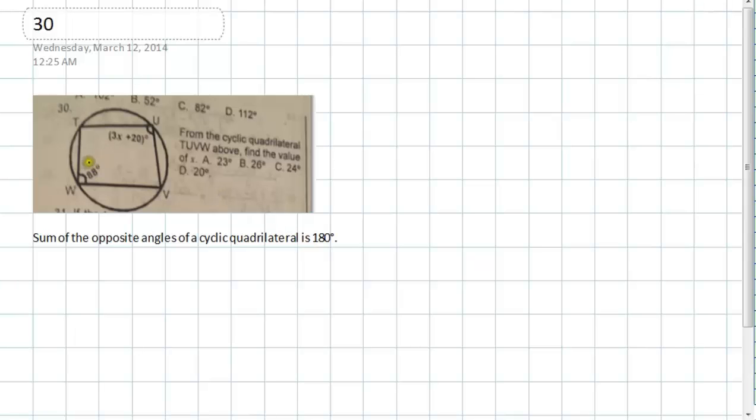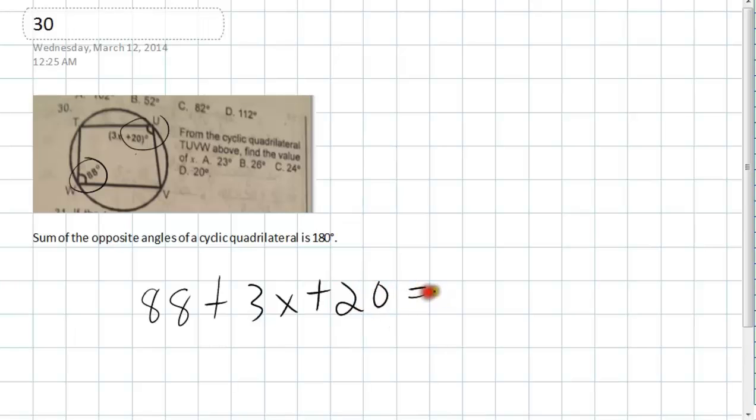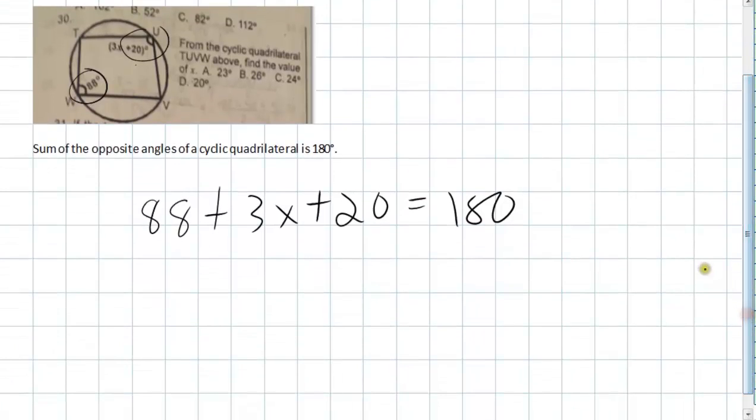So these two are opposite angles of a cyclic quadrilateral. So their sum is going to be 180 degrees. So here we have 88 plus 3x plus 20, and we set it equal to 180 degrees. I leave out the degrees symbols while I'm working out the math because I don't want to confuse myself thinking that I'm saying to the 0th power or something. So I tend to leave them out until I reach my answer.